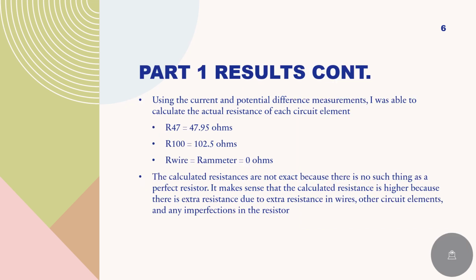Furthermore, using the current and potential difference measurements, I was able to calculate the actual resistance of each circuit element. Resistance of 47 is actually equal to 47.95 ohms. R100 is actually equal to 102.5 ohms, and the resistance of the wire is equal to the resistance of the ammeter, which is 0 ohms. The calculated resistances are not exact because there is no such thing as a perfect resistor. It makes sense that the calculated resistance is higher because there is extra resistance in wires, other circuit elements, and any imperfections in the resistor.